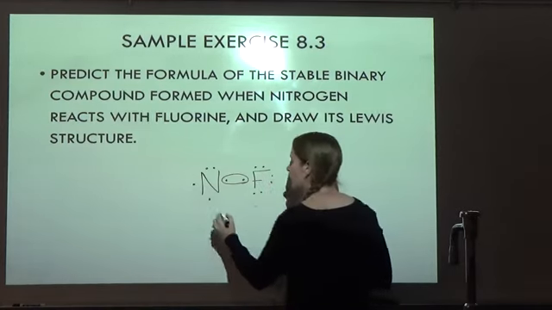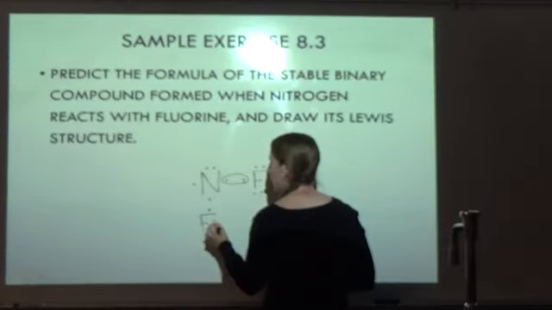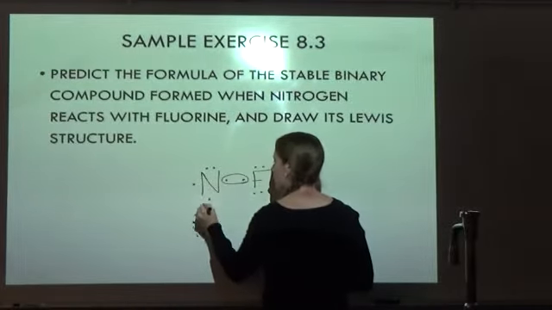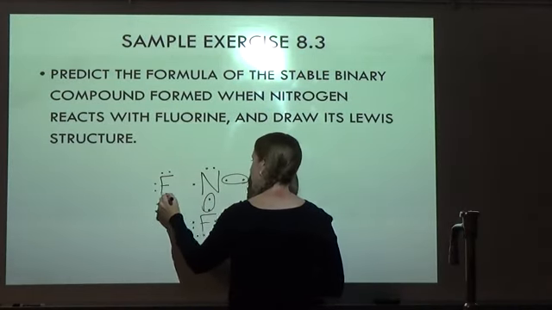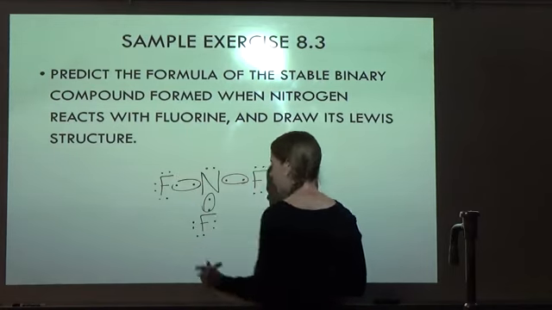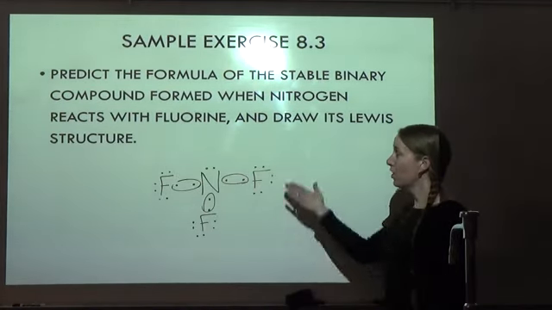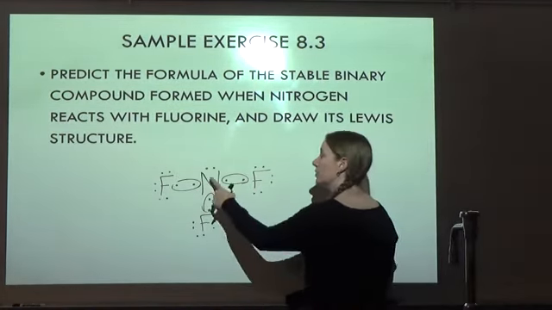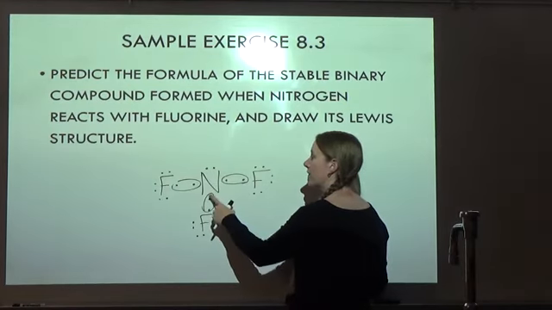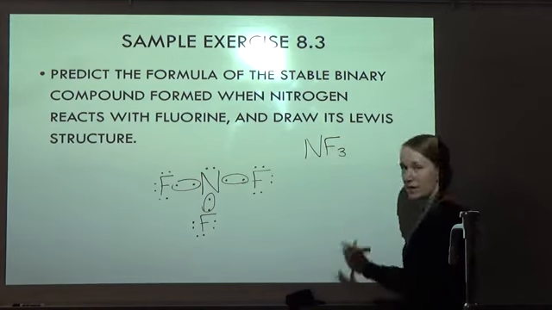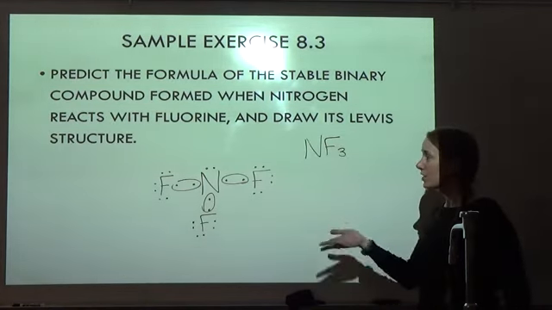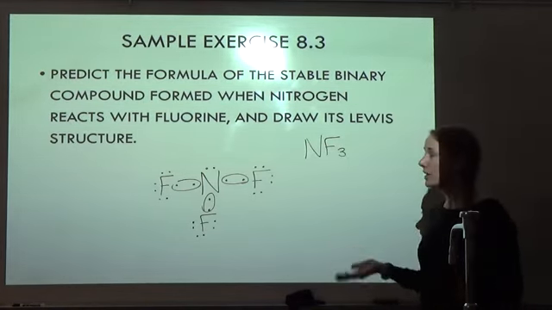So then another F will come along, and it also already has 7, so it can share, and then another F can come along. It also has 7, so it can share. Now all our F's have 8, and nitrogen has 1, 2, 3, 4, 5, 6, 7, 8. So our formula would end up being NF3. That's how you can tell: you just keep sharing until everyone's stable.